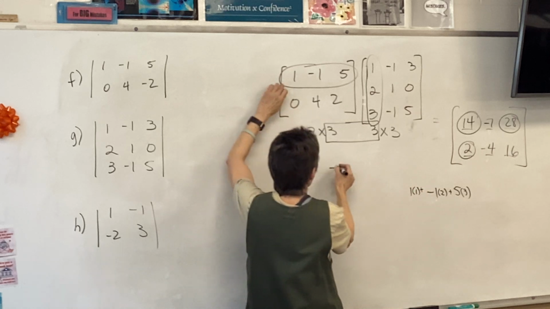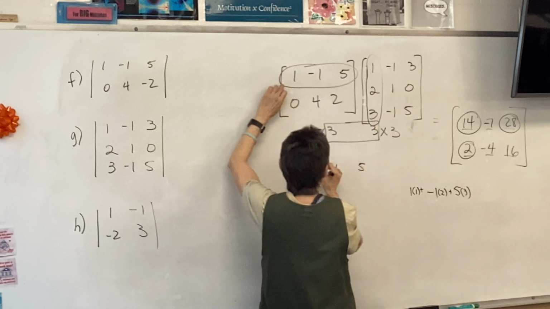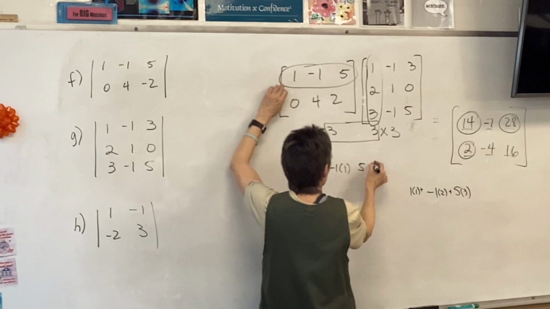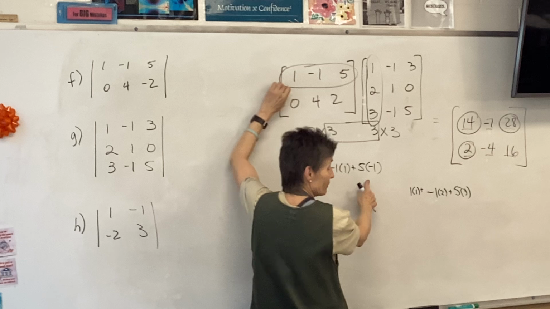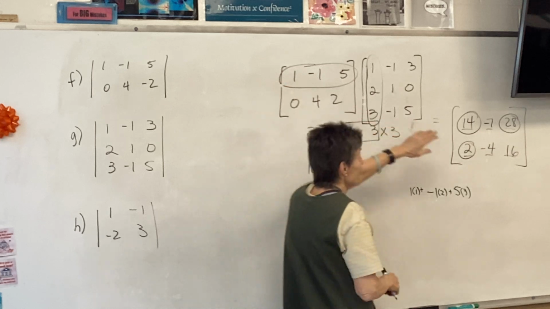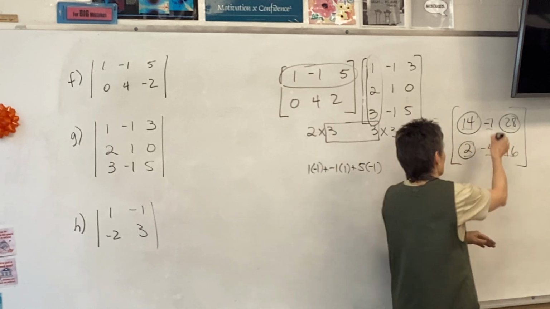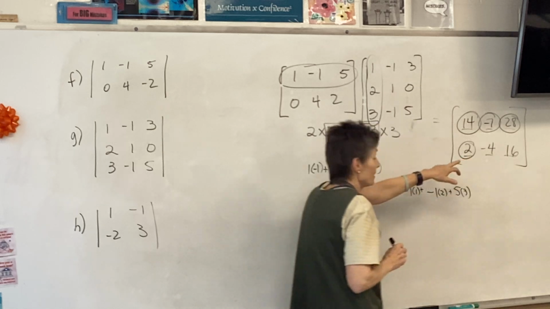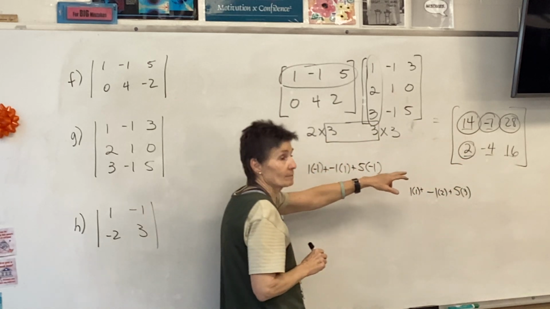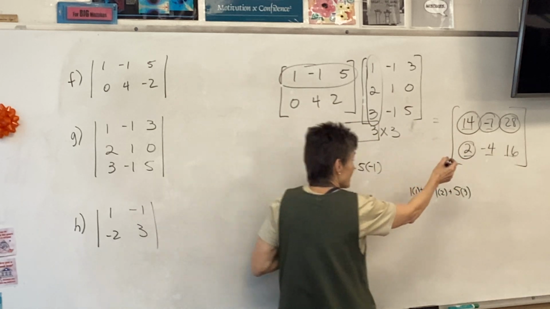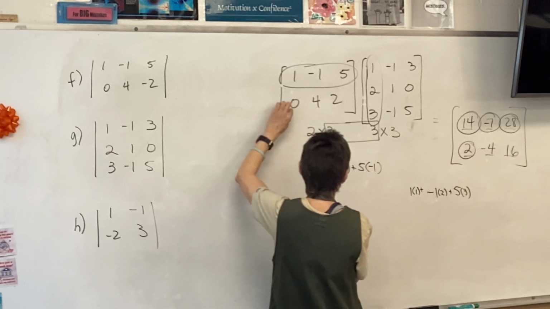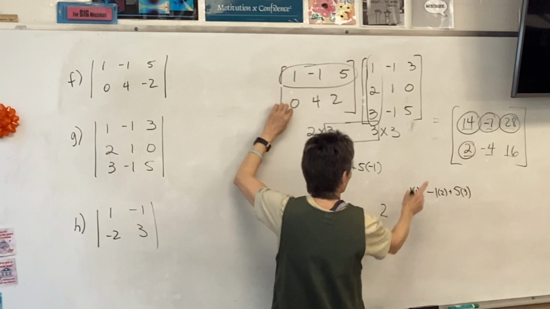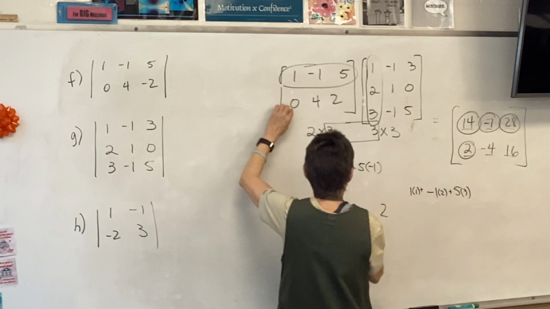Boys, 1, negative 1, 5, times negative 1, 1, negative 1. All those are negative: negative 1, negative 1, negative 5. So when I add them up, I get negative 7. That is not negative 4. 0 times 1. This position, boys, pay attention, that position is row 2, column 2.